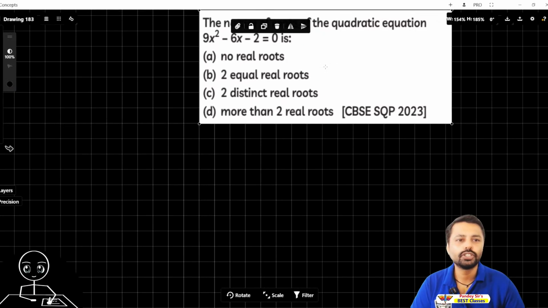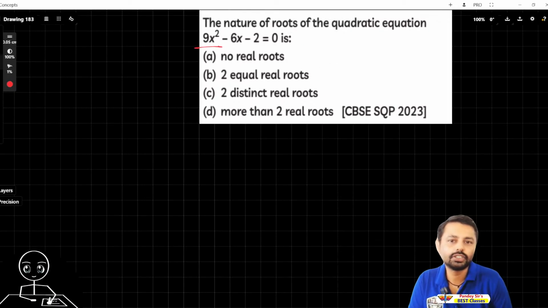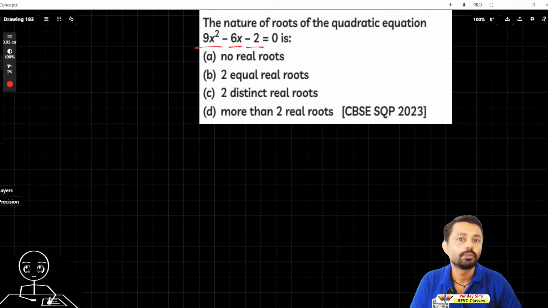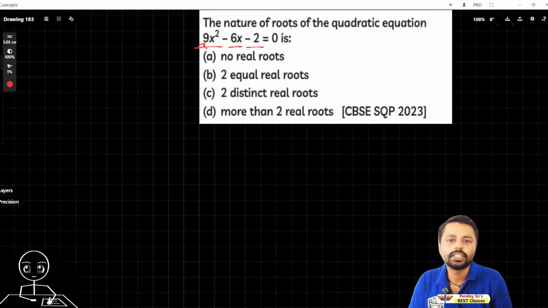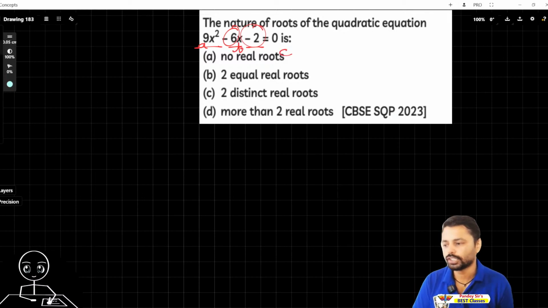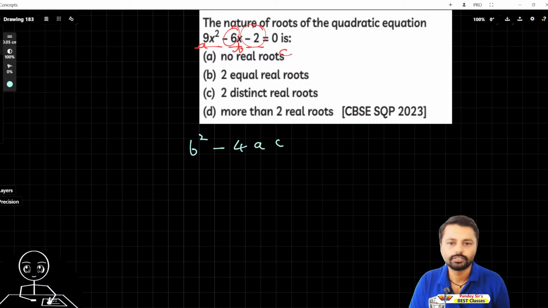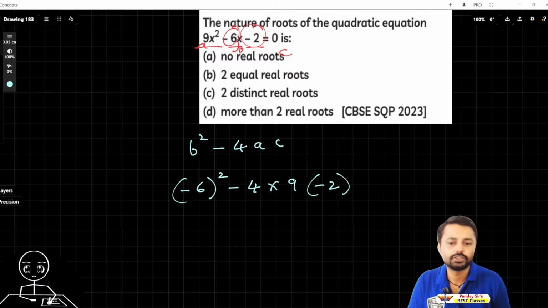Try this question. The nature of roots of the quadratic equation 9x square minus 6x minus 2. Which formula? The simple, easy one, the discriminant formula. So let's find what is A. This is A, this whole thing is B, minus 6, and this whole thing is C. So let's do B square minus 4AC. B square is minus 6 whole square, minus 4 into A which is 9 and C which is minus 2.